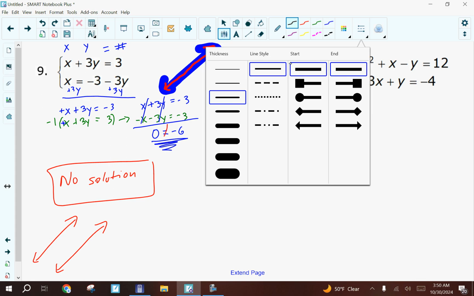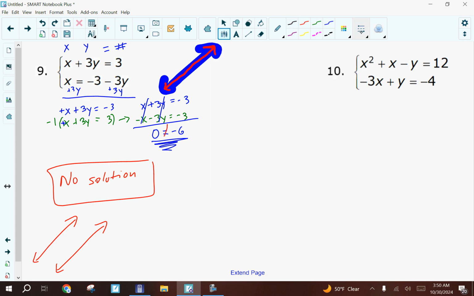Okay, next one. Next one has an exponent, so we're going to do y equals for both of them. So I'm going to put 3 plus 3x here. So y equals 3x minus 4. I'm going to put a box around that so I don't lose that. Then I'm going to do the second one.